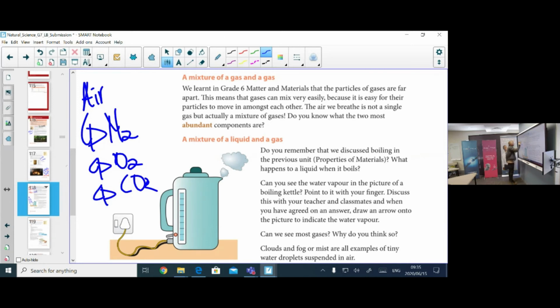So that is when we're mixing a gas and a gas. Here we have nitrogen together with oxygen, together with carbon dioxide, coming together to form air, right? Where air is a mixture of all these different gases, right? That's awesome.